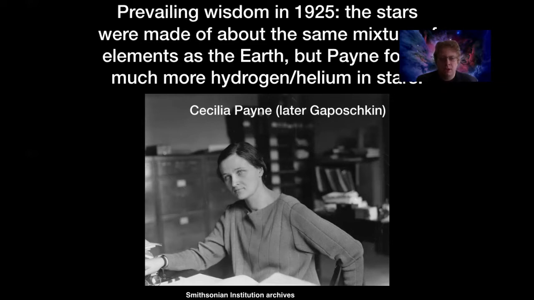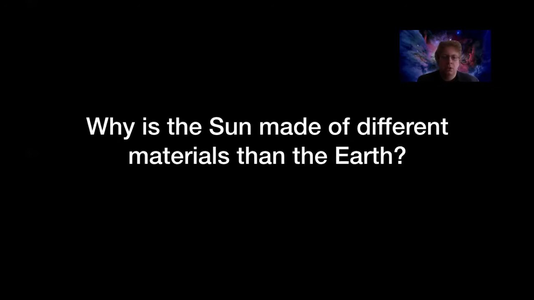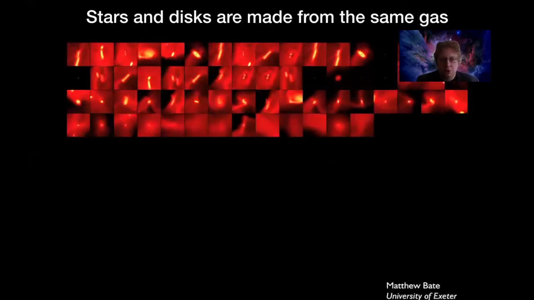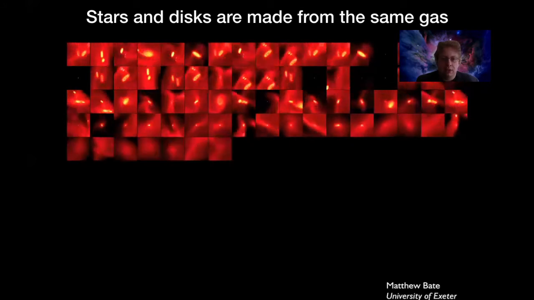So, to think about that, I want to consider the idea of why would scientists have thought that the Earth and the Sun were made of the same things? And the idea is basically simple. It is that the sun and the Earth are made of the same gas.